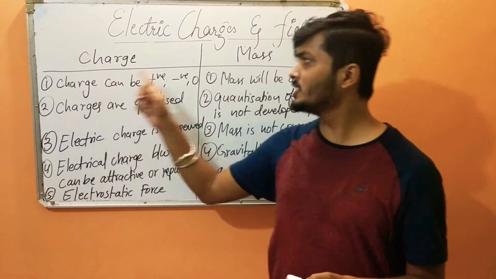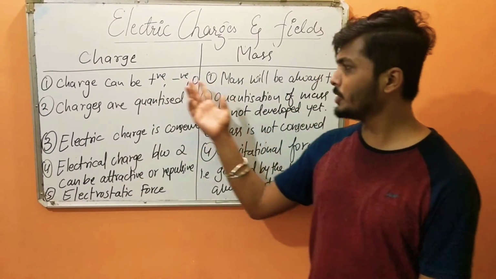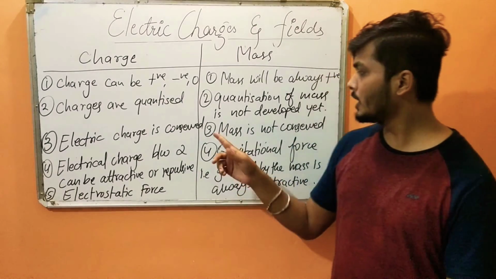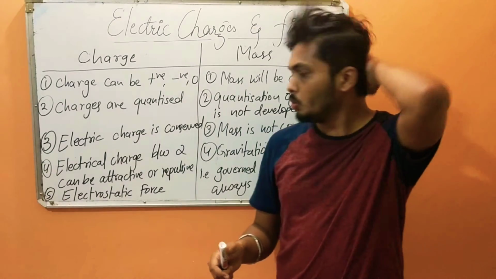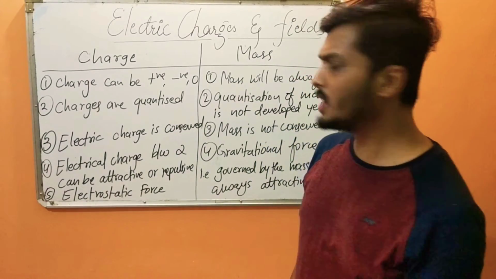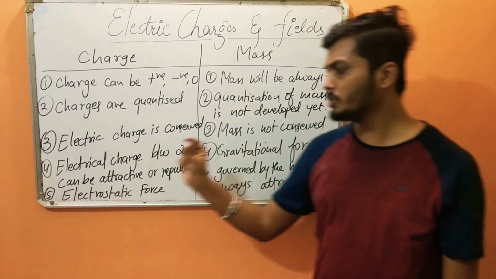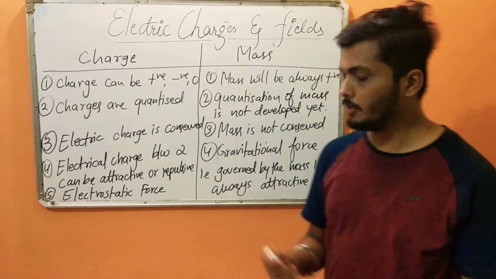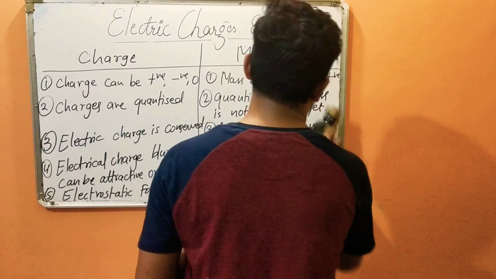Let me recall this once again. Charge can be positive, negative or zero. Mass will always be positive. Both are scalar quantities, you cannot differentiate on that. Charges are quantized, quantization of mass is not yet developed. Electric charge is conserved, while mass is definitely not conserved because mass gets converted into energy. Electric charge between two charges can be either attractive or repulsive, depending upon whether they are like charges or unlike charges, and here they will always be attractive. Here the electrostatic force is involved, and here gravitational. Okay, have you understood this? Okay, fine.